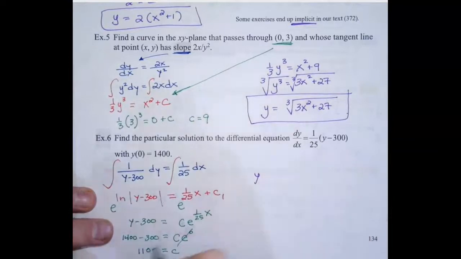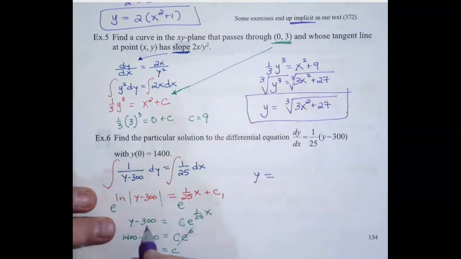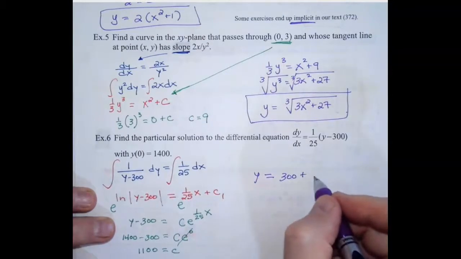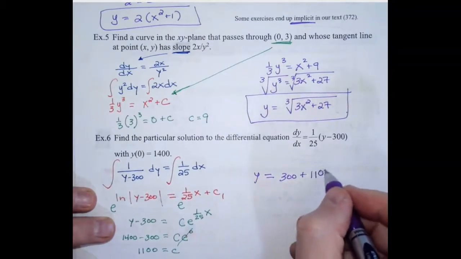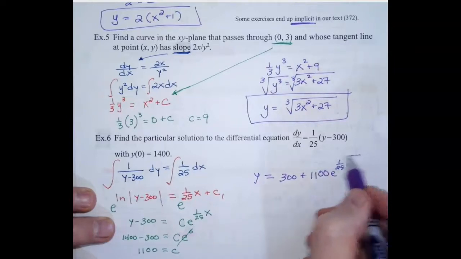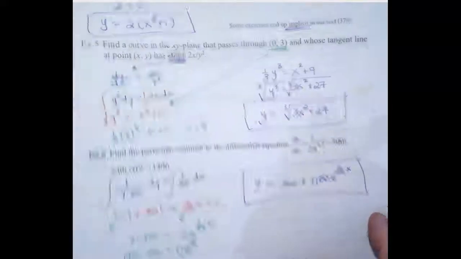So that should pretty much do it. Y equals, I'm going to go ahead and add the 300 to the other side. So we'll have 300 plus, and then we found out that c was 1100, like so.